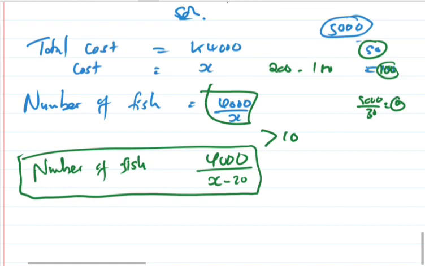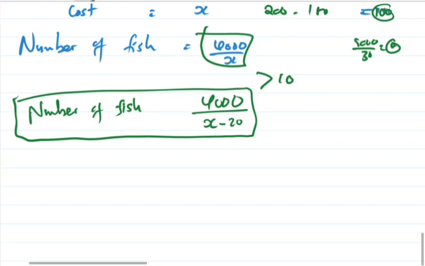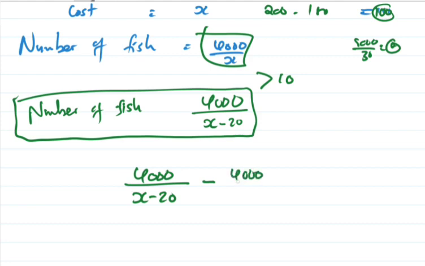The difference is 10. So what you're going to do, just write here: 4,000 divided by x minus 20 minus 4,000 divided by x. The answer here should be equal to 10, not 100 but 10. That means we need to find a common denominator. The common denominator here is x, open a bracket, x minus 20.